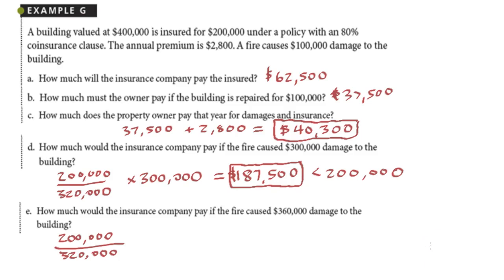Okay, so the insured, like if we're going to do a part B of how much the owner paid, if we had $300,000 of damage, it would be 300,000 minus 187,500. But it's not asked here how much they'll pay. So anyways, in part E, we have a different damage amount, which is $360,000.